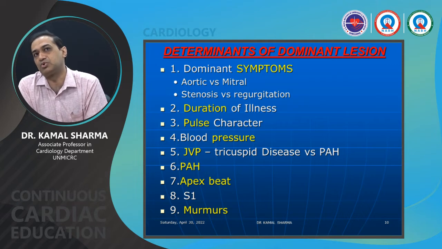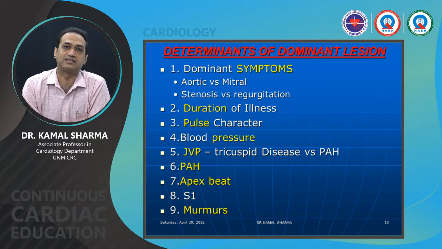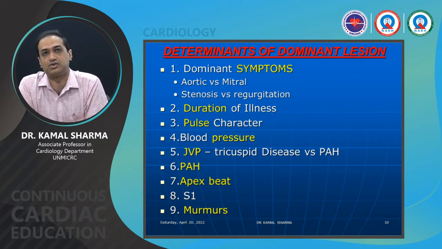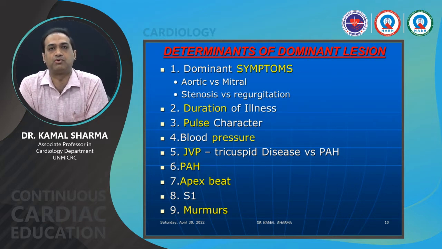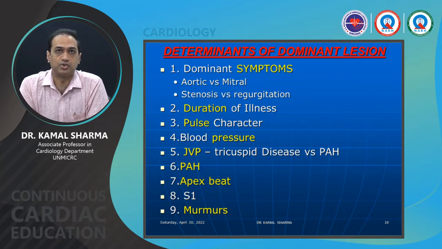Dominantly, symptoms would help us in differentiating aortic versus mitral, and the same would be the case when differentiating stenosis from regurgitation. In aortic valve disease, the dominant symptoms are angina and dyspnea. As we all know from the Braunwald series, in patients who develop angina, the survival is 5 years, syncope 3 years, and failure 2 years.